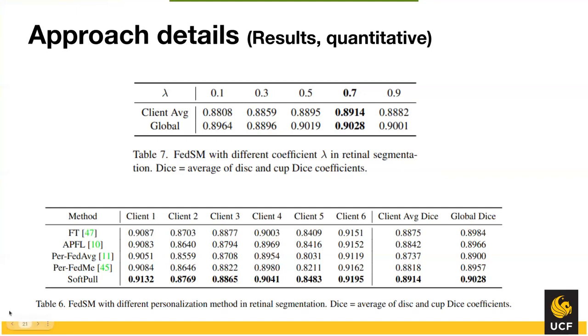And the table at the bottom simply compares soft pull to other personalization methods. And you can see that soft pull does set the state of the art on the dice score for this task.